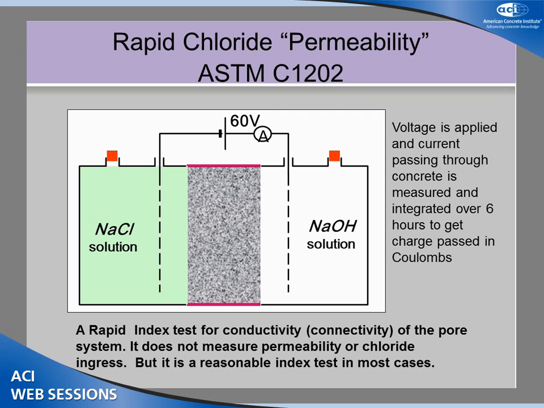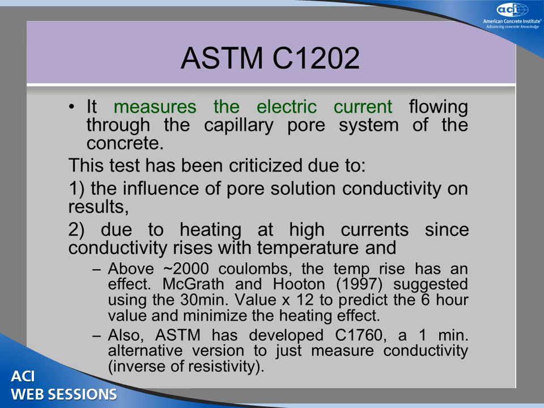And if Dave Whiting was alive today, he wouldn't design this test method the same way, with all the knowledge we've gained since 1980 with these sorts of test methods. But it exists, and a number of agencies use it. A number of testing agencies use it. Highway agencies use it. It basically measures electric current flow through concrete.